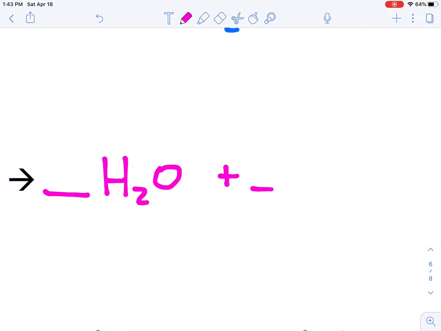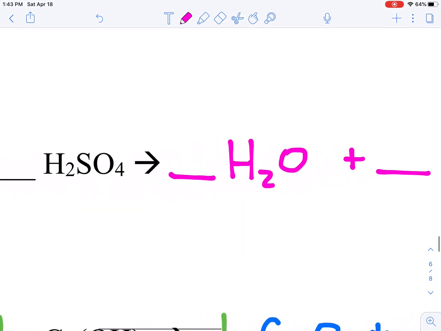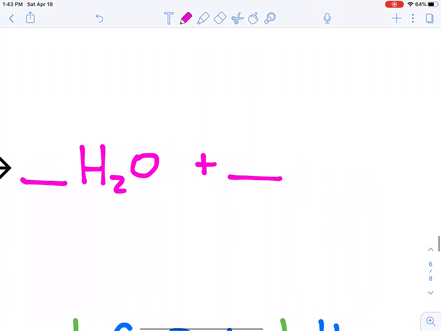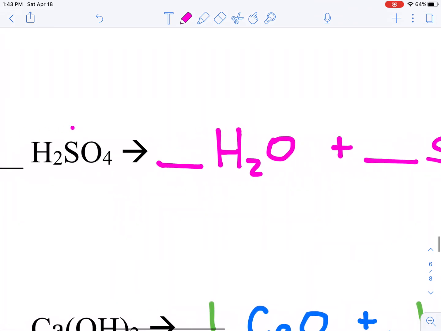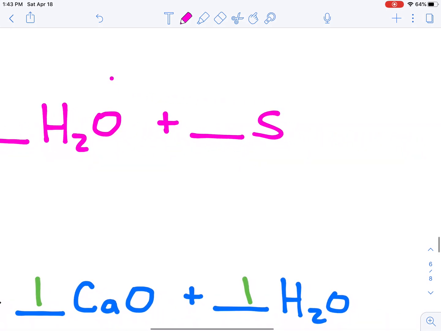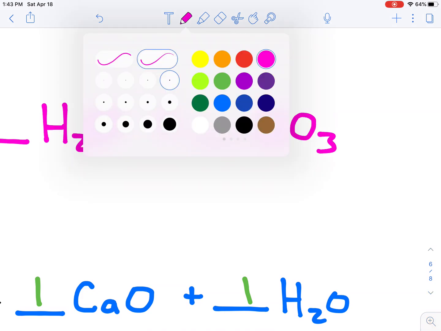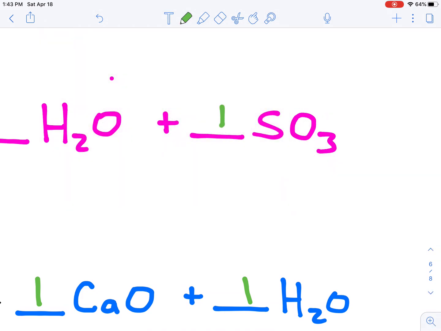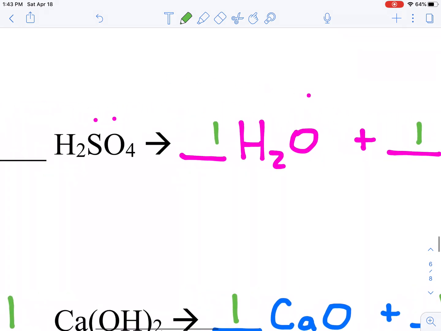So what's left in terms of a nonmetallic oxide to make this work? Well, there's 1 S on the left, so we're going to put an S on the right. There are 4 O's on the left. We already have 1 on the right, so we need to make 3 more oxygens on the right to balance this thing out. And once we've done that, we're good to go. We have a coefficient of 1 to 1 to 1.